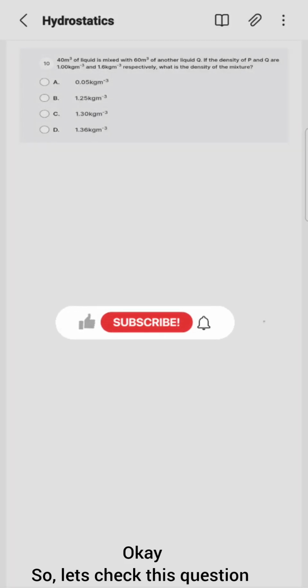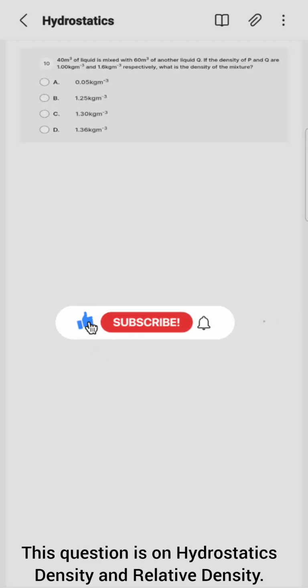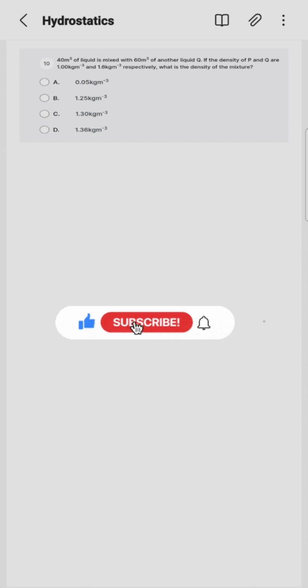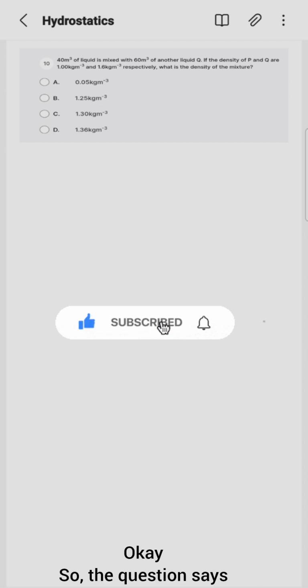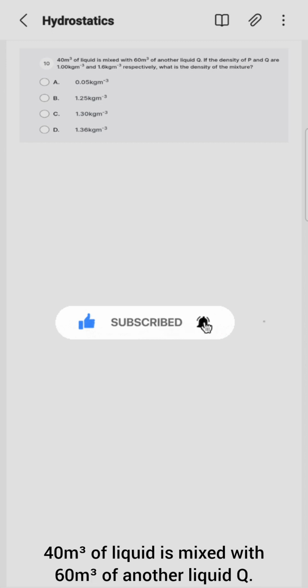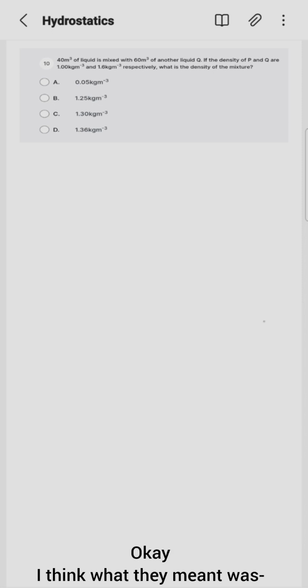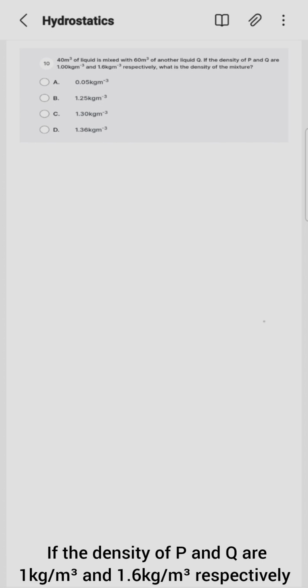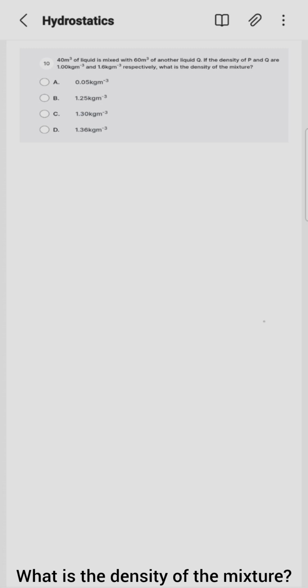Okay, so let's check this question. This question is on hydrostatics, density and relative density. The question says 40 meter cube of liquid is mixed with 60 meter cube of another liquid Q. I think what they meant was 40 meter cube of liquid P is mixed with 60 meter cube of another liquid Q. If the density of P and Q are 1 kilogram per meter cube and 1.6 kilogram per meter cube respectively, what is the density of the mixture?